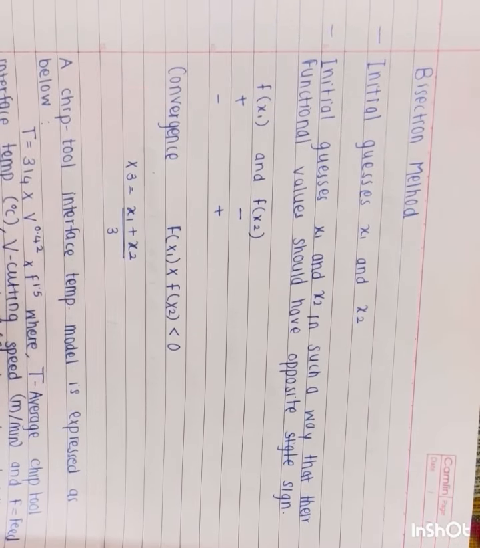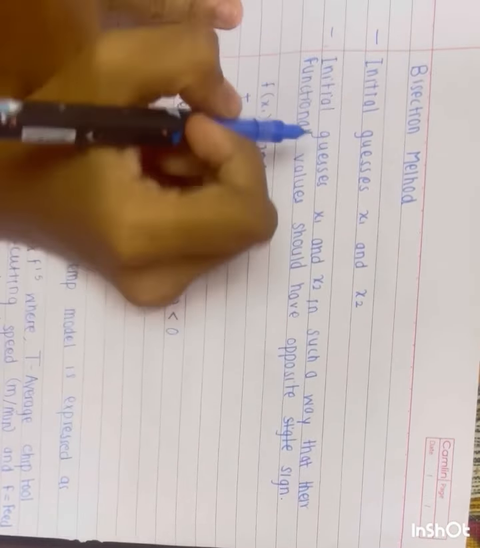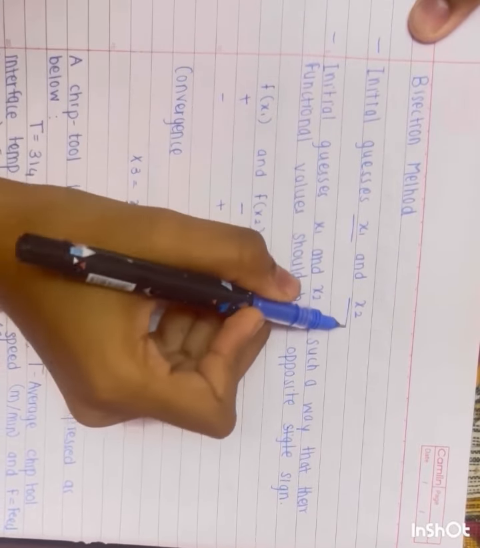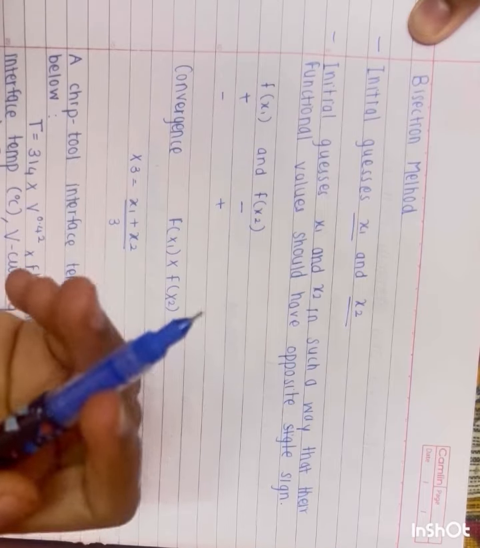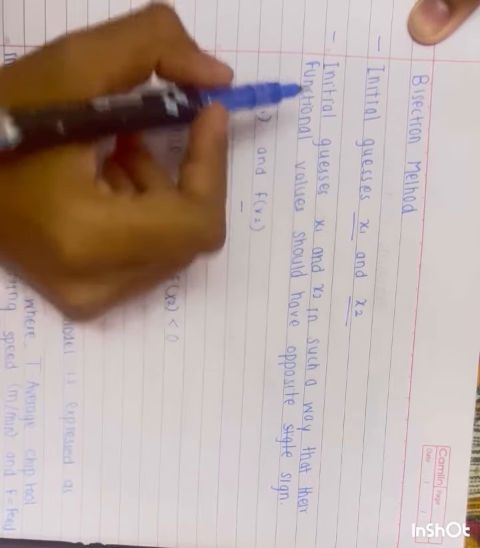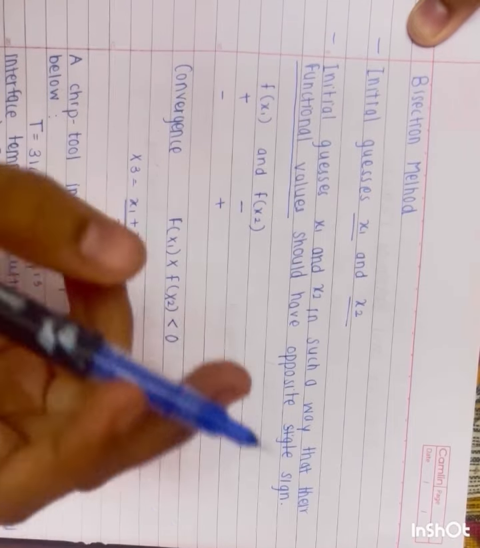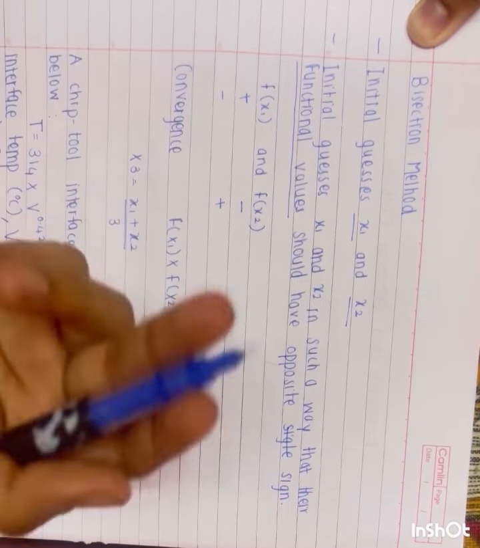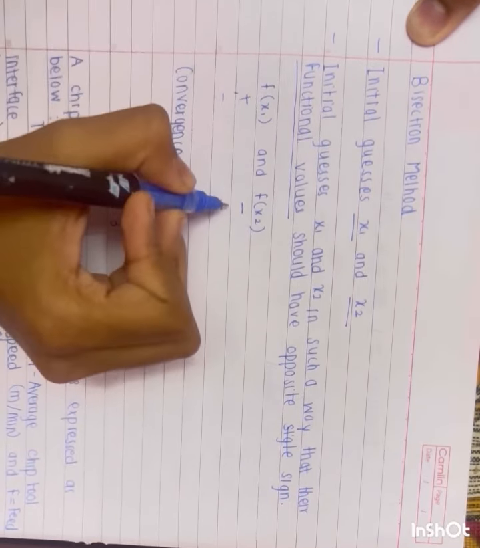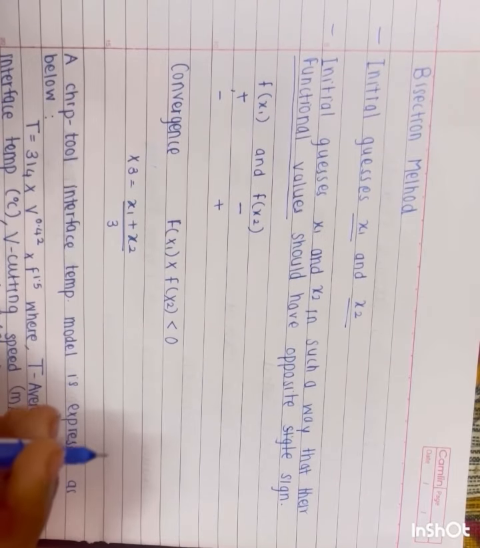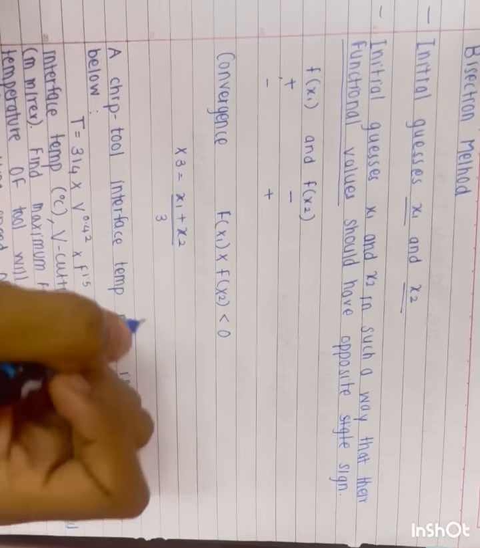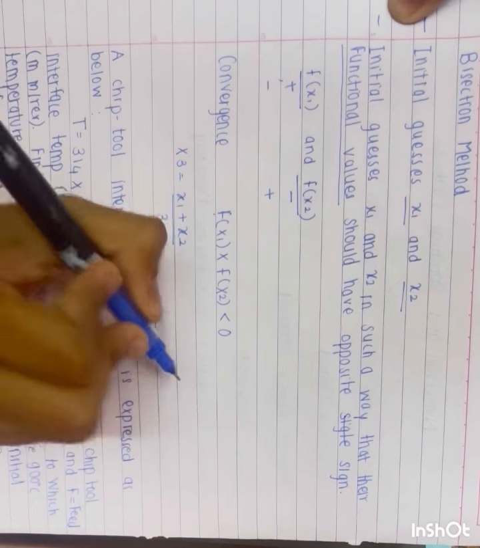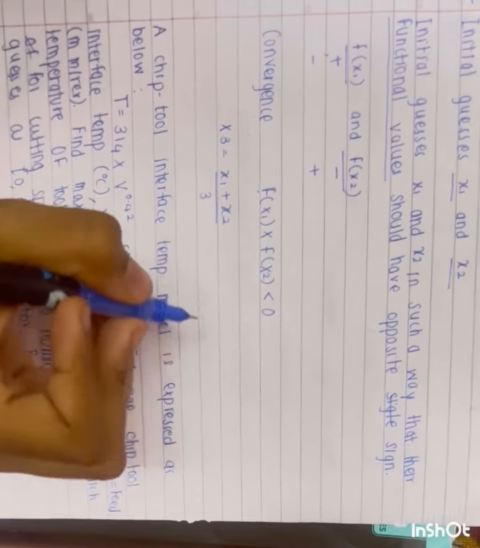So we will begin with the very first topic, that is the bisection method. In bisection method you have to take two initial guesses, that is x1 and x2, and the initial guesses x1 and x2 should be in such a way that their functional values should have opposite signs. So what are functional values? Functional value means value of f of x1 and value of f of x2. If f of x1 is positive, f of x2 should be negative, or vice versa. And the convergence condition simply means that the multiplication of these two should be less than 0. If that is the case, then we can go ahead and solve this.